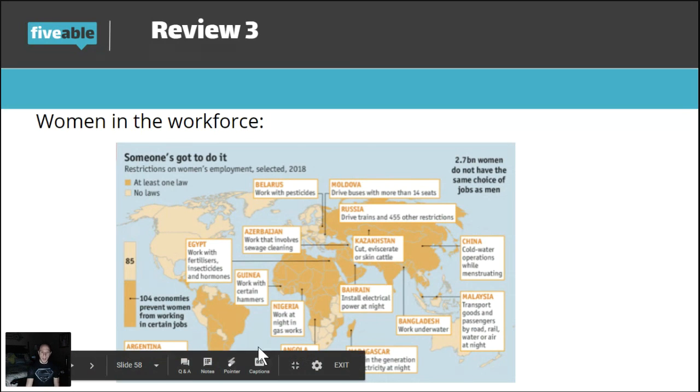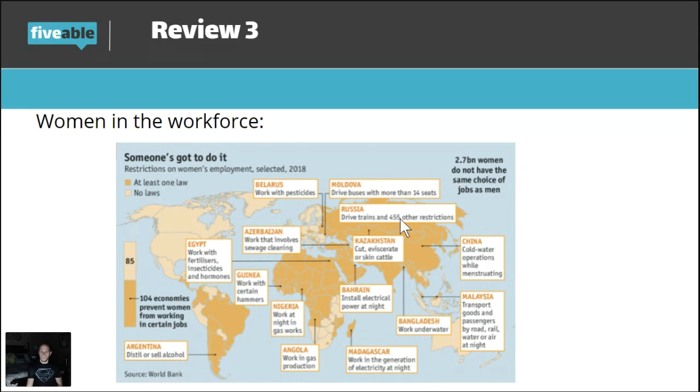But you've got certain jobs that women can't do, shown here: drive trains, and 455 other restrictions in Russia. Women can't drive buses in Moldova. In China, they can't be in cold water operations while menstruating. How are you going to find that out?